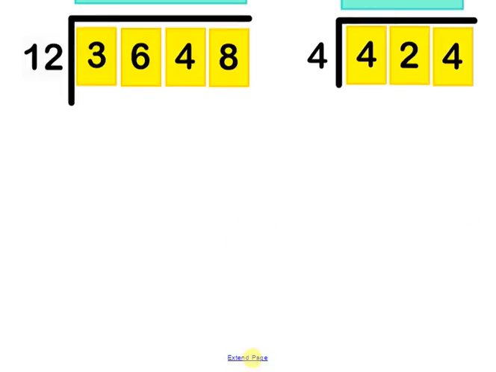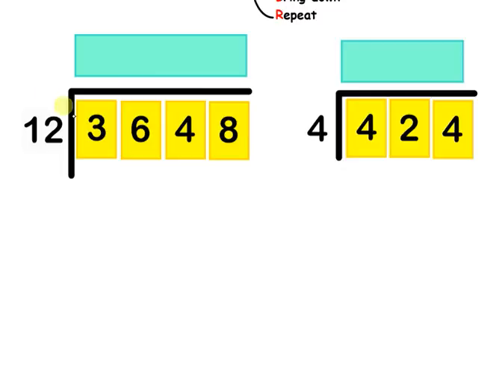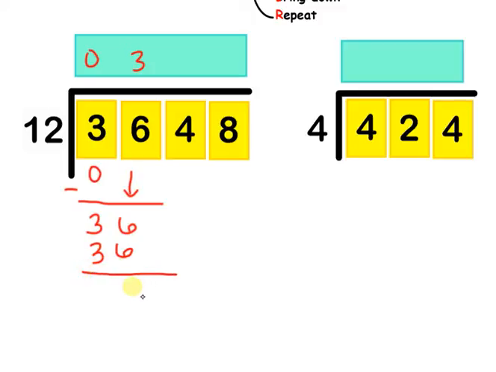If you want to do them on your own, just go ahead and put the video on mute. All right, so how many times does 12 go into 3? 0. Okay, so 3 minus 0 is 3, and bring down the 6. How many times does 12 go into 36? 3 times. So 3 times 12 is 36. 36 minus 36 is 0.